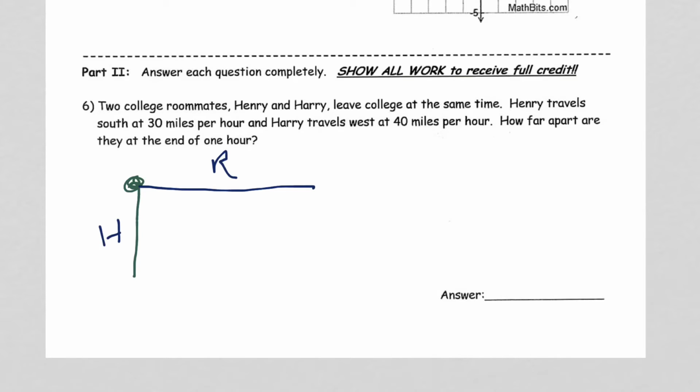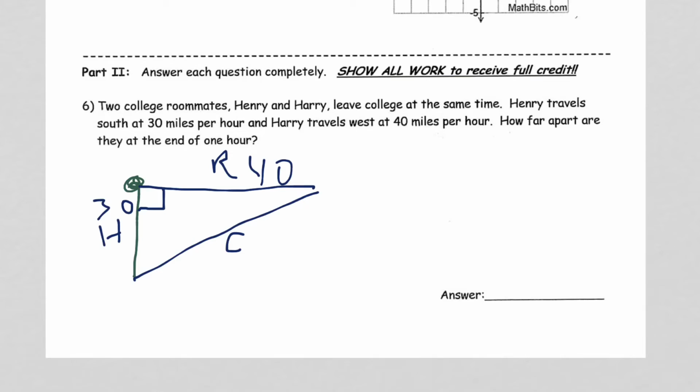So if Harry goes 40 miles an hour for an hour, then he has traveled 40 miles. And if Henry goes 30 miles an hour for an hour, then Henry has traveled 30 miles. So what we have here is a right triangle. And we're trying to find out how far apart they are, and that's going to be our hypotenuse.